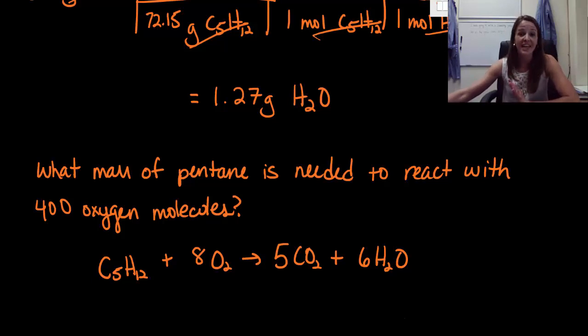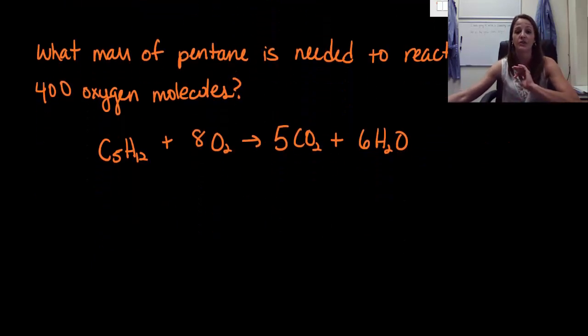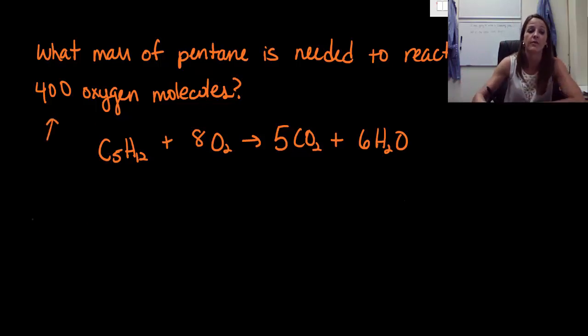All right, did you get an answer? Hopefully you did, but just in case you didn't, that's completely fine. We're going to work through this together. So the first thing I did was rewrite our chemical equation just for simplicity. A lot of times it's easier to just have it there right in front of your face. All right, so we have to start with what we know or what is unique to this specific problem. So we have 400 oxygen molecules.